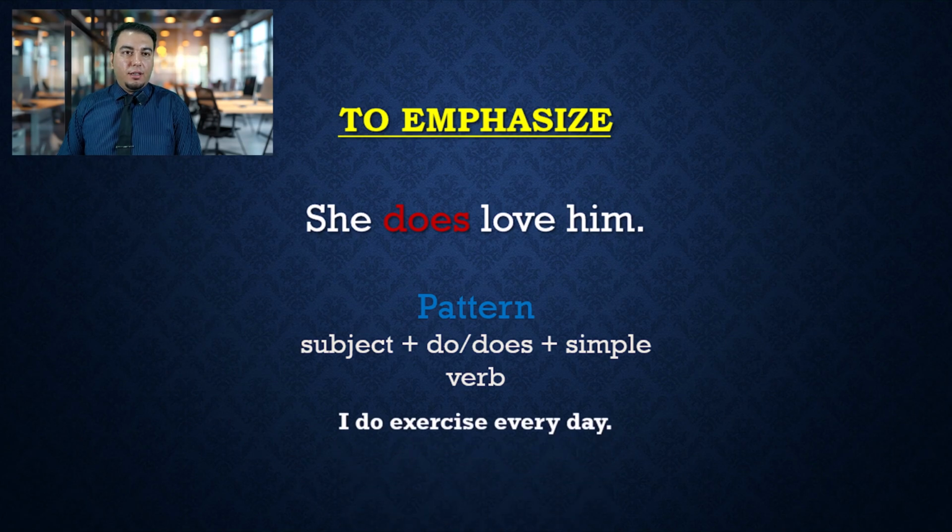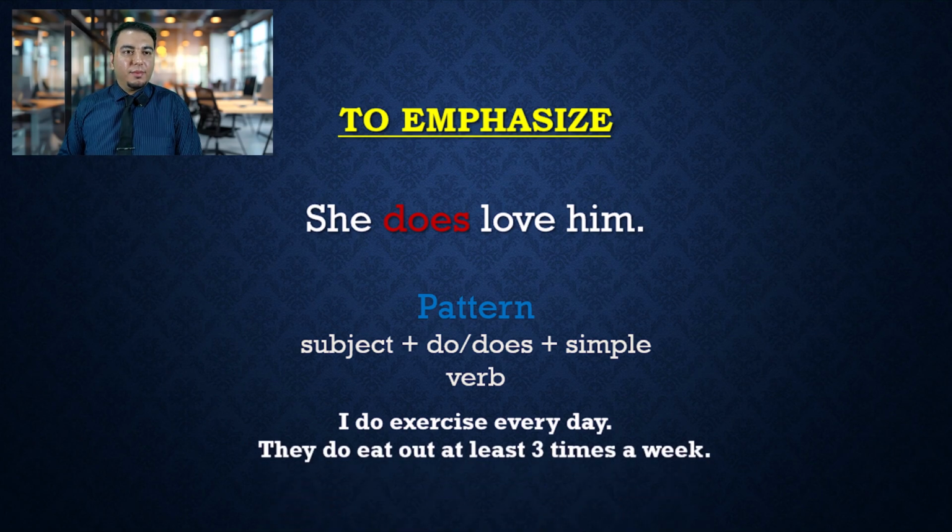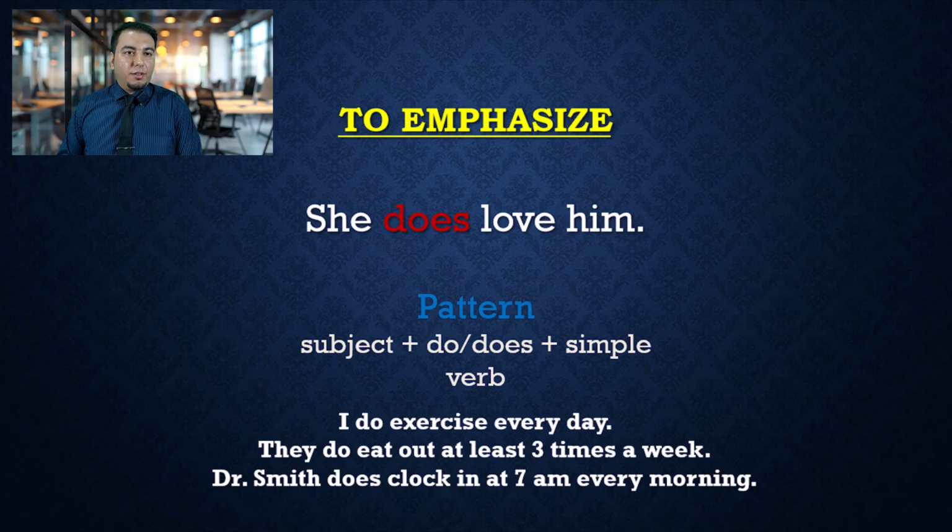For example, I say, I do exercise every day. The point here is I put the stress of the sentence exactly on do or does. So please repeat after me. I do exercise every day. Or they do eat out at least 3 times a week. Dr. Smith does clock in at 7 a.m. every morning. So I put the stress right on do or does.